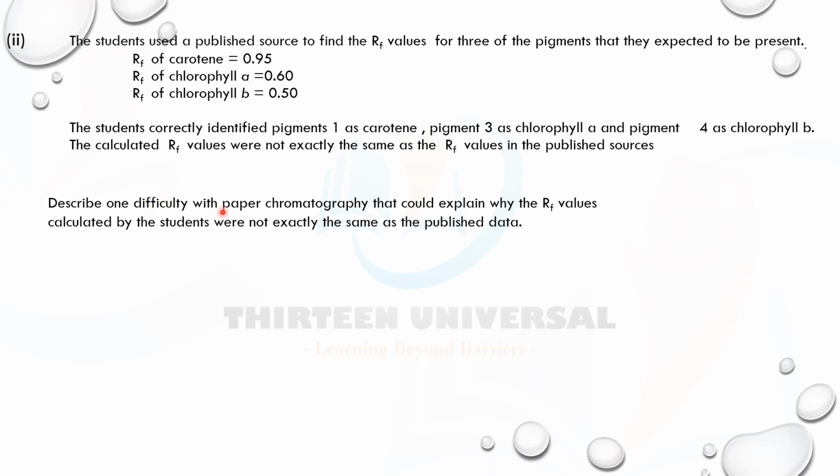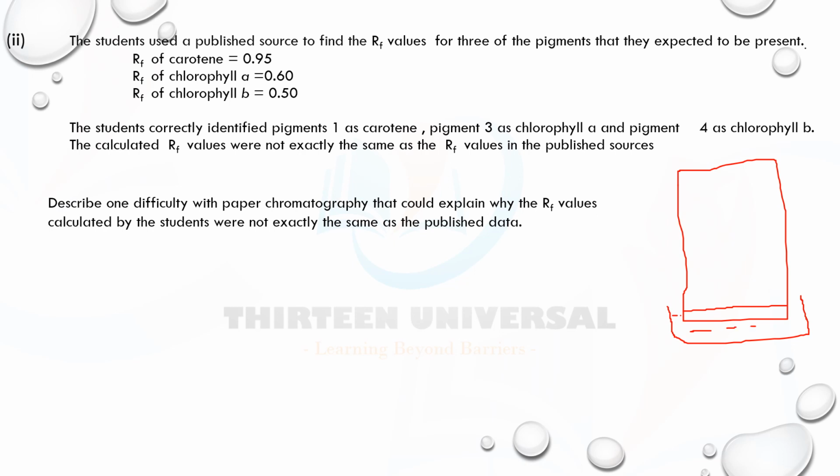Describe one difficulty with paper chromatography that could explain why the Rf values calculated by the students were not exactly the same as the published data. Now it is difficult. Remember that during your chromatography, you need to have your chromatogram, which is your paper. This is your paper here, and then you draw your baseline using pencil. Then you're going to dip it into the right solvent. But before you dip it, of course, you draw your baseline.